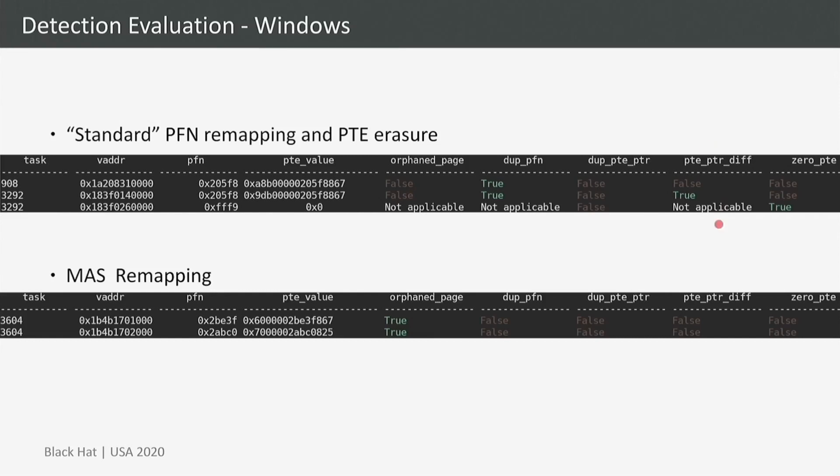The third entry is an example for the PTE Erasure. We have a true in the column 0 PTE. We can also see that the PTE value is actually 0. This means that we have a MMPFN struct identified, which is valid and points to a PTE which, however, has a PTE value of 0, which shouldn't be the case. And this is something that is detected over here. The second example is an example output for MAS remapping. In this case, we have in the column orphaned page a true value for those 2 virtual addresses, which means that they are currently valid, but not described by any MAS.